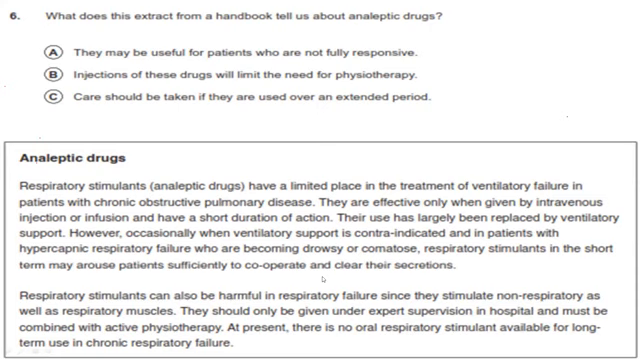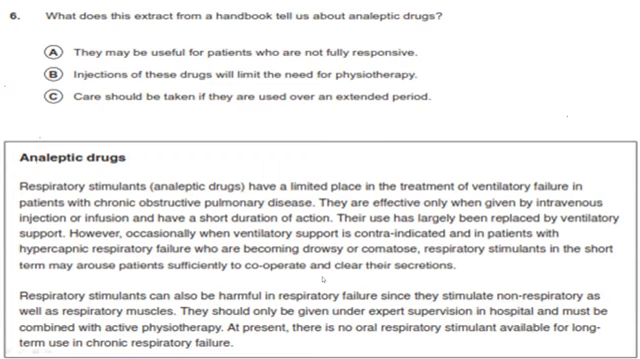At present, there is no oral respiratory stimulant available for long-term use in chronic respiratory failure. Limited use, because as I understand from the task here, it should be used under supervision. It means that it is somehow dangerous.